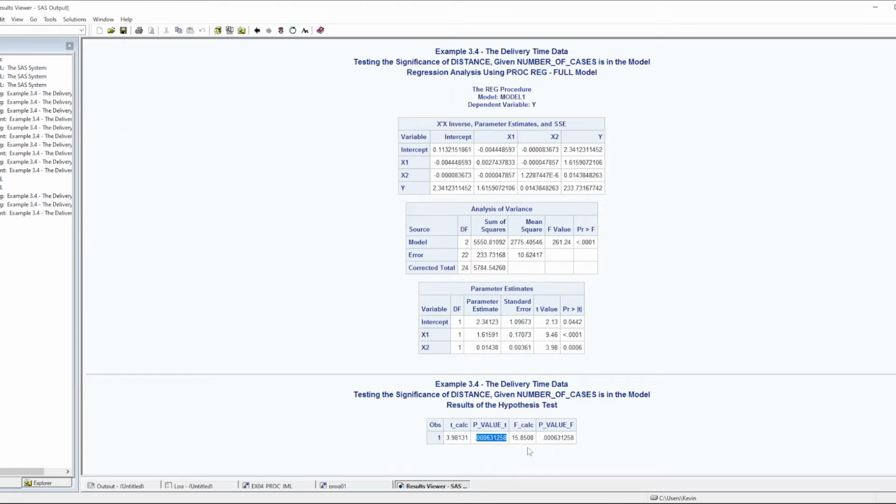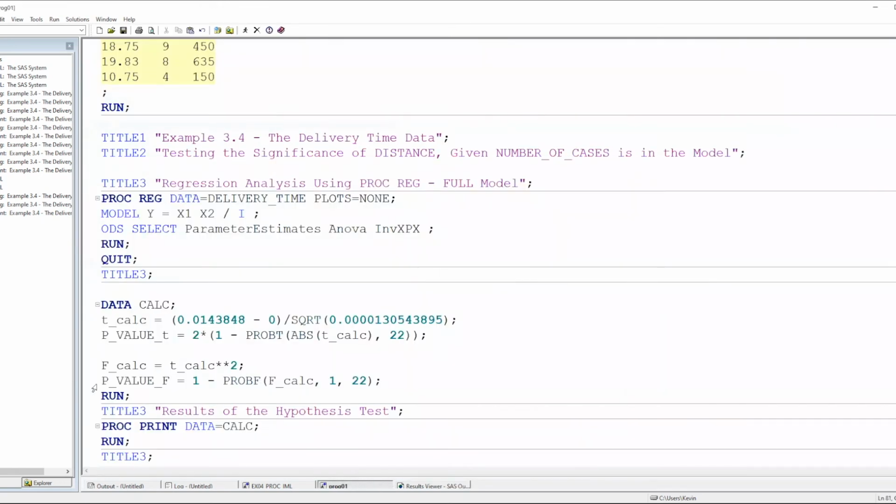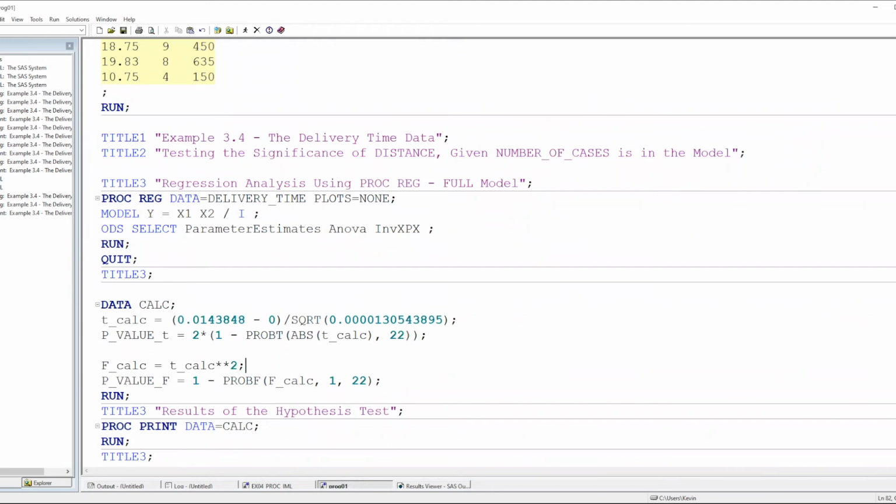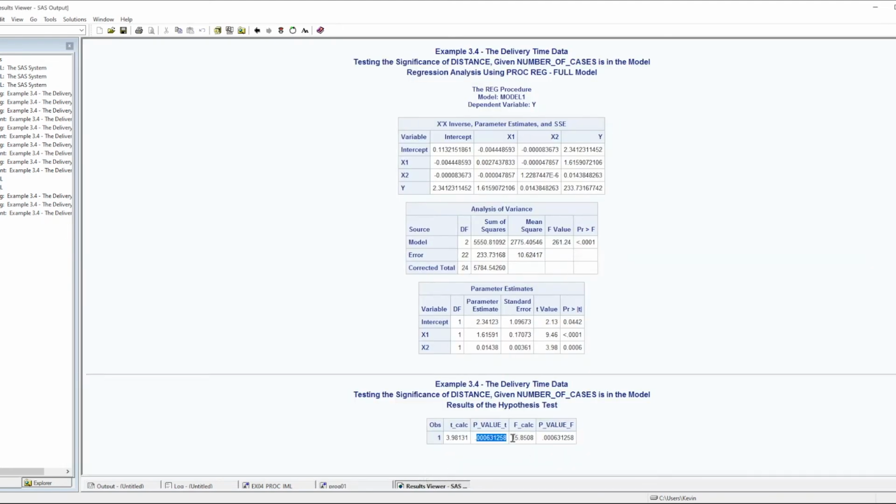Now, the other thing that we're doing here is calculating the f statistic, which is just the square of the t statistic. You can see here that the f statistic is 15.8508, and the p-value based on that is exactly the same as the p-value for the t-test, as it should be. So that is how we can do these calculations using the t-test, constructing it by hand using the output from PROC REG.